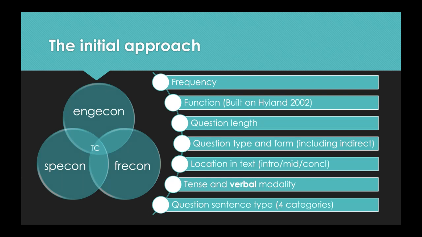I looked at things like question length, question type and form. So question type is the notion of whether it was direct or indirect, and form would be a content question, like a WH question, a yes/no question, an alternative question, a declarative question, elliptical question, and so on. So breaking down into these different categories. Where they occurred: intro, mid, conclusion. The mid section was not particularly revealing. Most questions occurred in the middle. Middle sections were often longer, so not a particularly interesting finding.